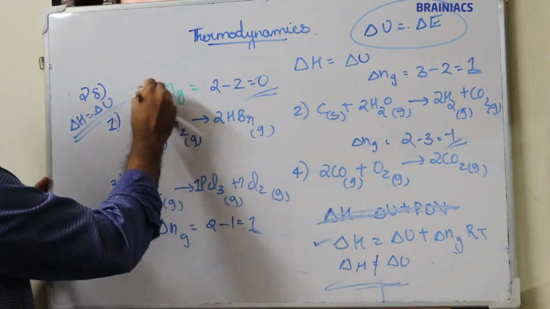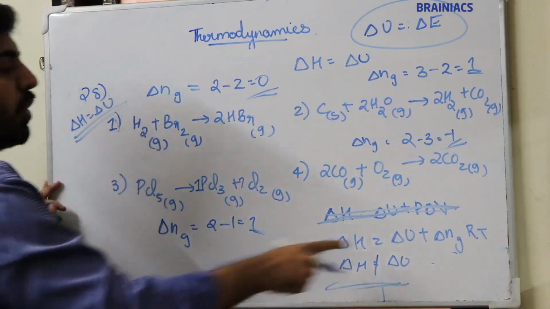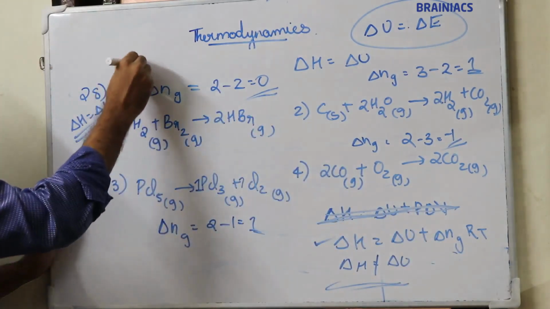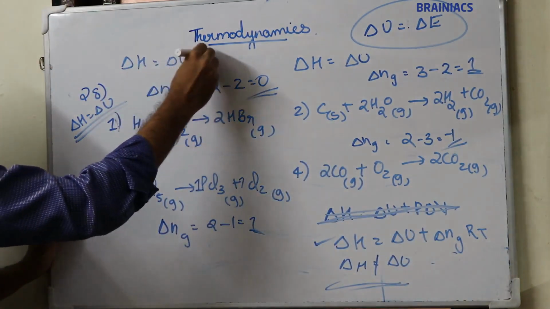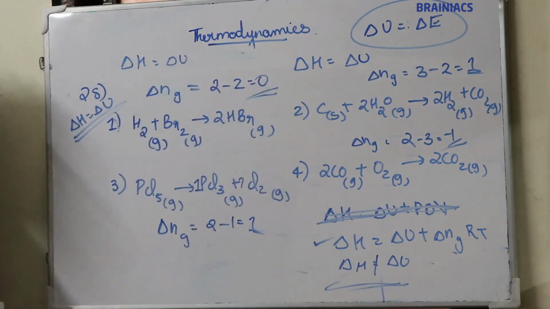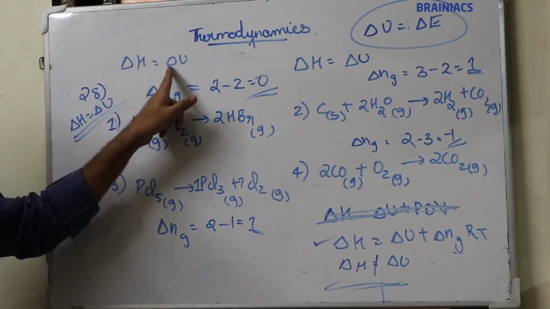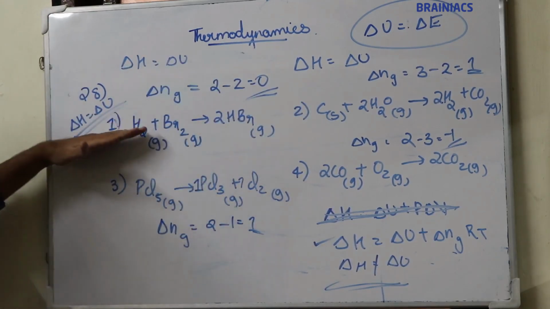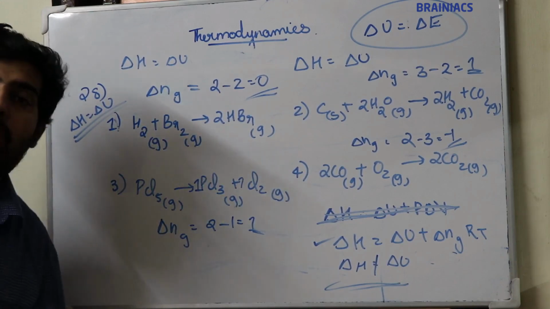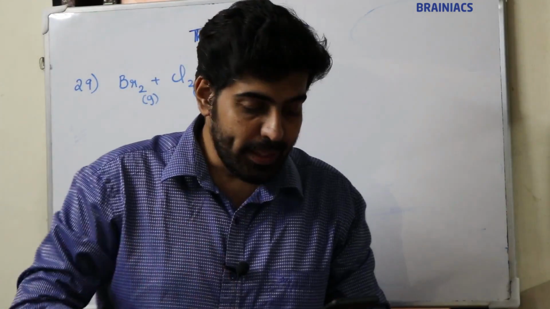Only when delta Ng is equal to 0, the equation becomes delta H is equal to delta U plus 0 into RT. So delta H will be equal to delta U. So if delta Ng is equal to 0, then delta H will be equal to delta U. And that is possible in equation 1. So answer is option 1. Moving on to question number 29.